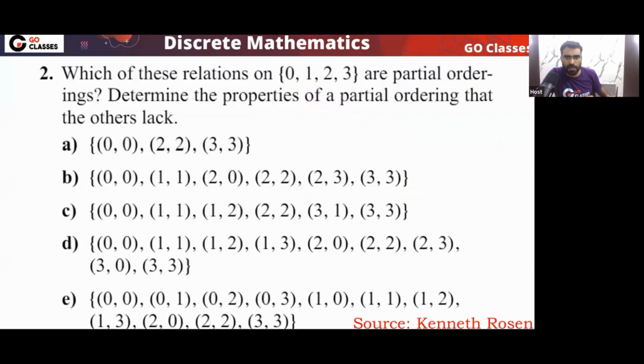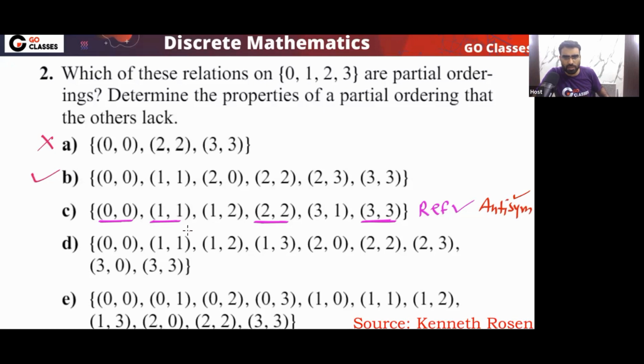Option C. Tell me about option C. In option C, 0 related to 0, 1 related to 1, 2 related to 2, 3 related to 3. So yes, this is reflexive, there is no problem there. What about antisymmetric? Between different elements, do we have A related to B and B related to A? We don't have that situation, so this is antisymmetric also.